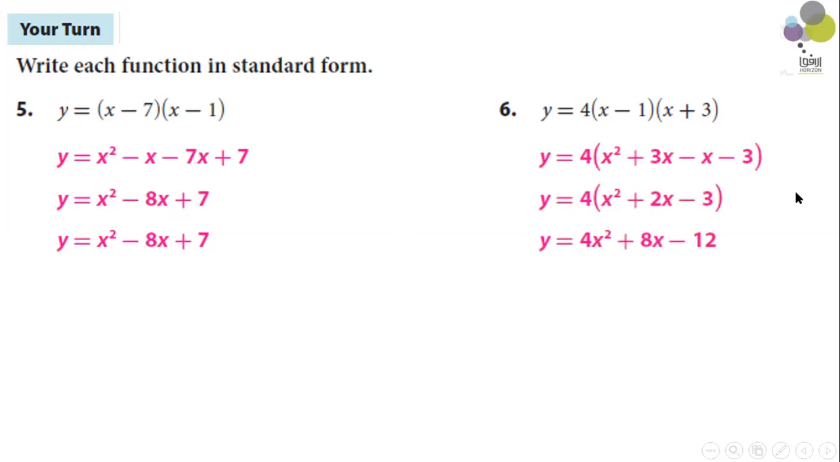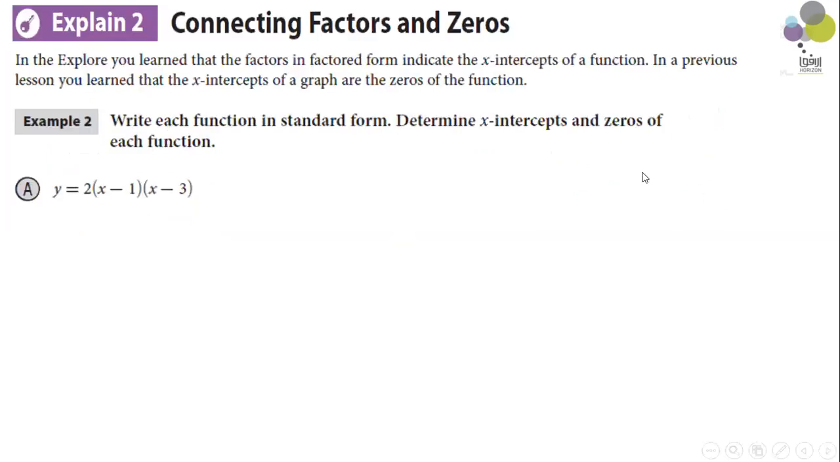Okay, next part of our lesson. Explain 2, connecting factors and zeros. Look at the second example we have. Write each function in standard form, determine x-intercepts and zeros of each function. The first part of the question we studied before, how to convert from factored form into standard form. We studied it in Explain 1, okay?